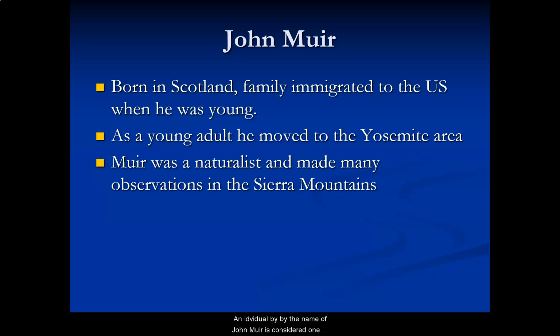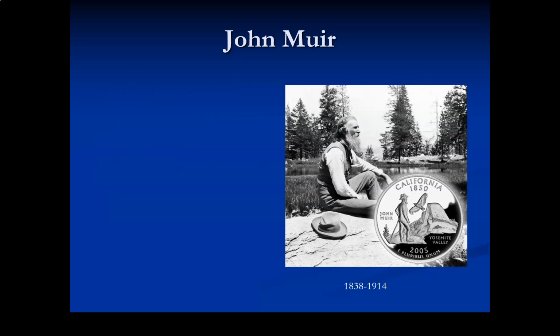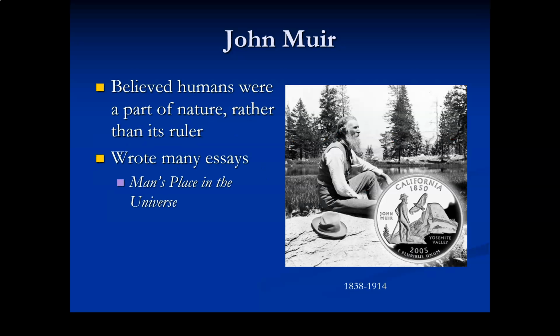An individual by the name of John Muir is considered one of the first naturalists within the United States. He was born in Scotland, and his family immigrated to the United States when he was young. As a young adult, he moved to the Yosemite area. Muir was a naturalist and made many observations within the Sierra Mountains. On the right there is a picture of John Muir, and he can be found on the California state quarter.